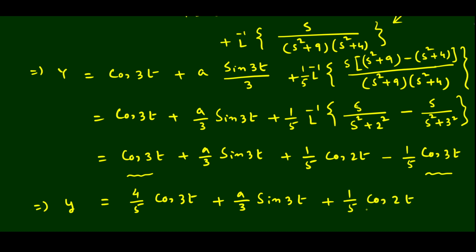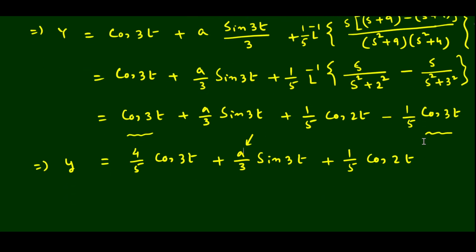So actually this will be the answer, but there is one problem. This value a we still don't know. In place of y dash of 0, we have taken a. This particular value we don't know. So now we have to find this value. So let it be equation number 1.